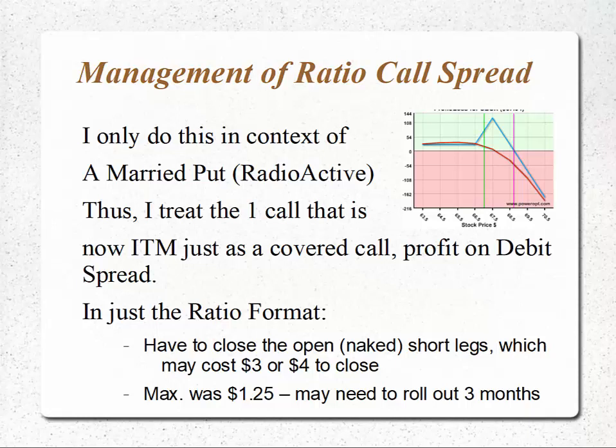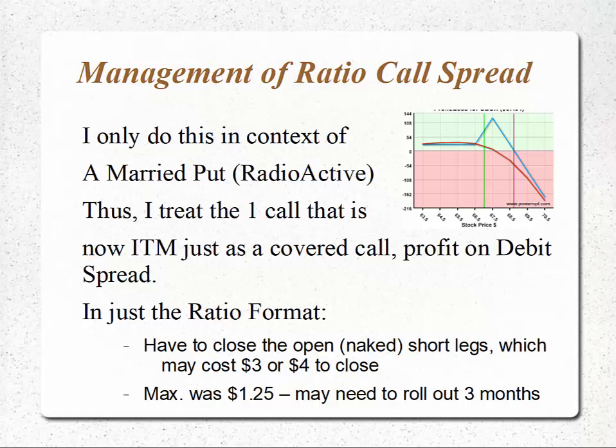Now, I want to state again that I only do this in the context of a married put. Owning stock already with a protective put in place, then the ratio spread on top of it is just a bull call debit spread and a covered call. I don't have a naked call because I already own the stock to cover that extra short. Thus, the way I treat the one call in this ratio spread in that structure is just as a covered call. I would take the profit on the debit spread and then roll the call further out in time or up in strike price depending on my goals and requirements.